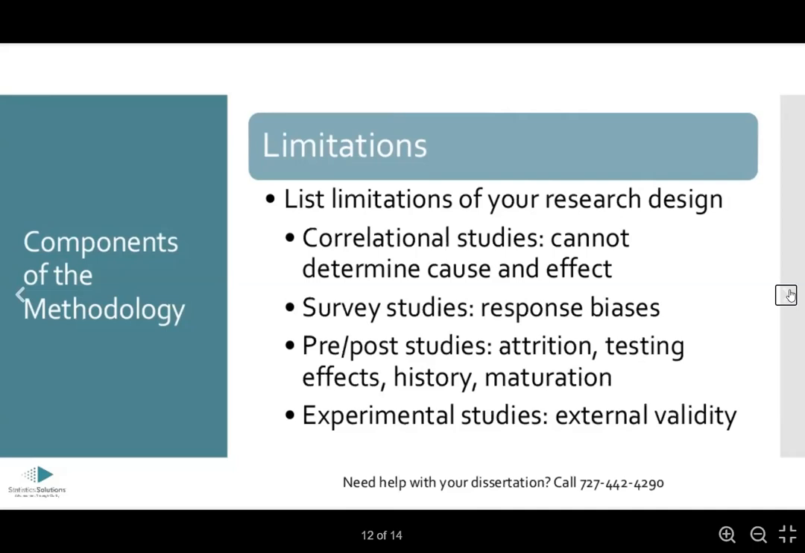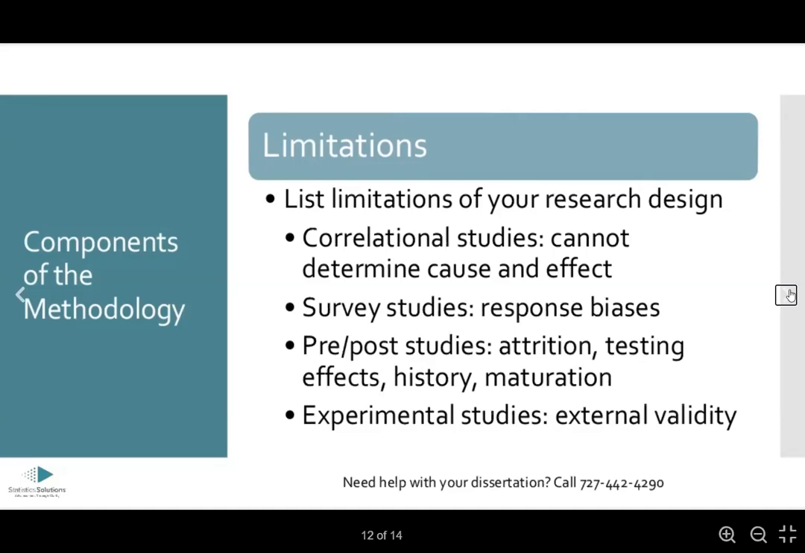And then things like pre and post studies, a few threats to validity are attrition, testing effects, history, and maturation. So those are some things to be aware of as well. And then if you are doing an experimental study, we always have to consider the external validity of the study and whether or not these findings can be generalized to the larger population. So these are a few limitations that you might talk about.